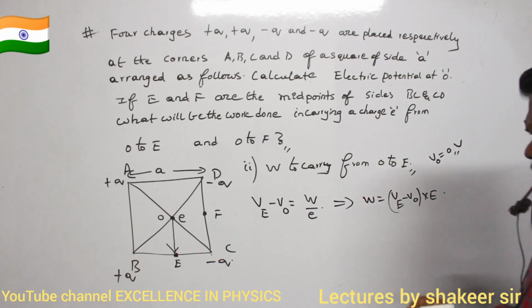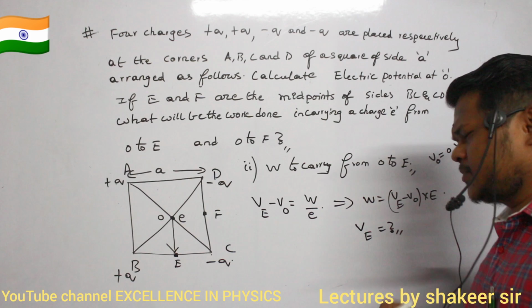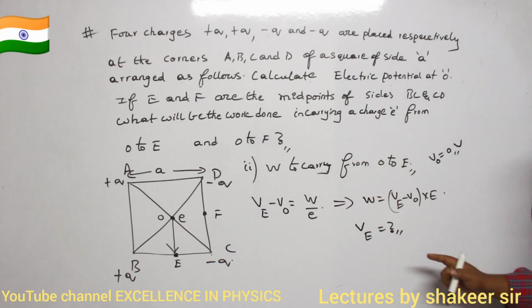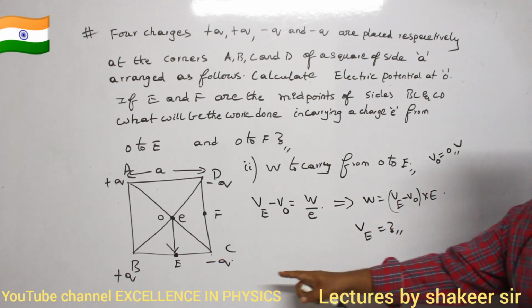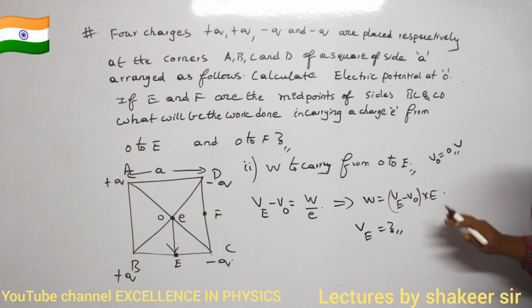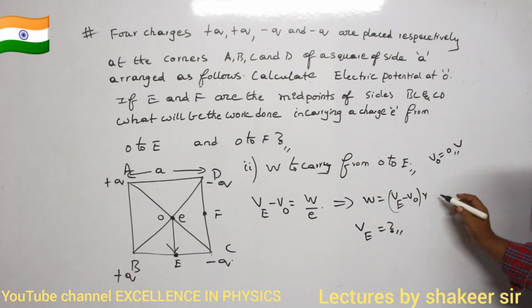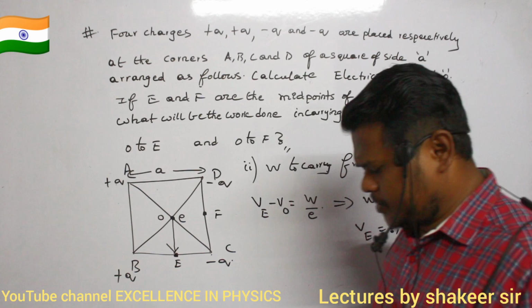Now how can you calculate potential at point E? This one I have to calculate, no? So if I calculate potential at point E, then I can calculate potential difference between point E and point O, multiplied by charge. Which charge? Charge is e, small e. Clear? So if I do this calculation, that should be my answer.